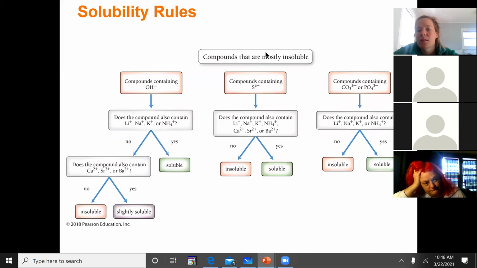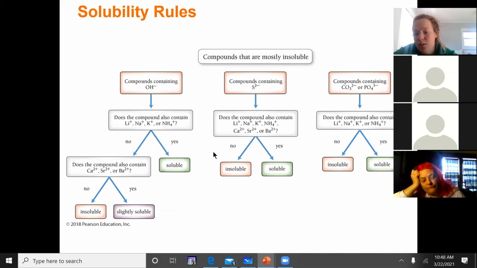There's another one that you read in the opposite direction. So these are mostly insoluble. Usually if you have OH, it is going to be insoluble, meaning it's not going to break apart. If it happens to be combined with one of these, it will be soluble. If it's combined with one of these, it's slightly soluble. If it isn't combined with any of those, it's just classified as insoluble.